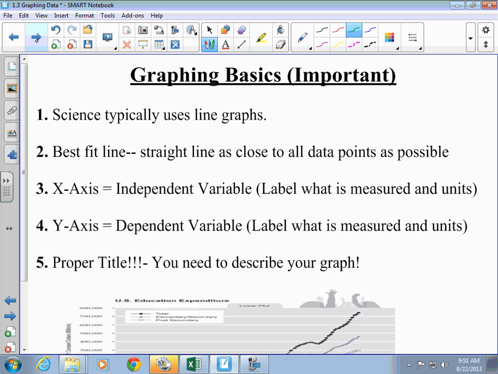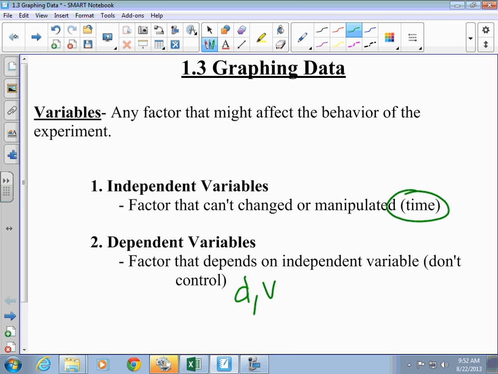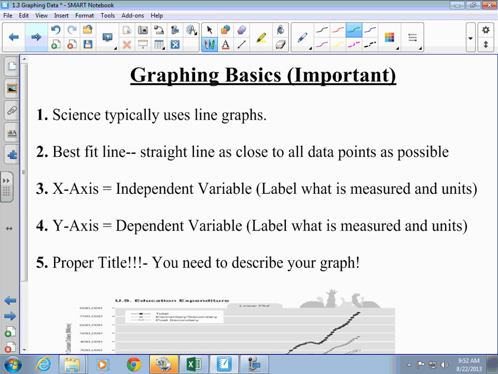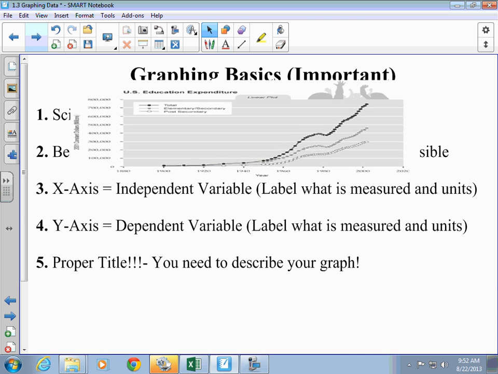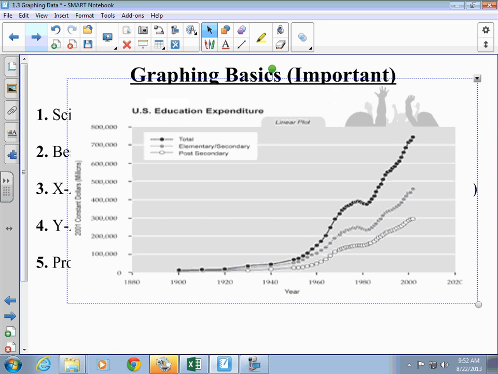Your x-axis is always your independent variable. And remember from the last slide, your independent variable is a factor that doesn't change. So, for example, you're going to have seconds a lot as the independent variable, which you will have on the x-axis. The y-axis, likewise, is your other variable, your dependent variable, as we talked about, distance or velocity or anything else. And then you want a proper title. You need to describe your graph. So if we look at this line graph, I always use it because it's always kind of amusing to see what we've done over time.